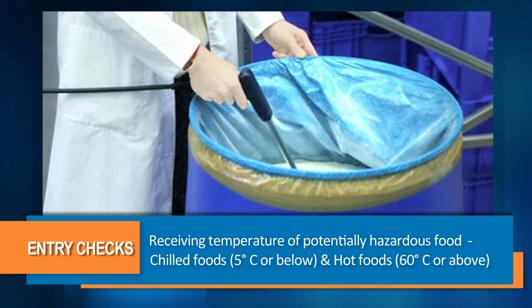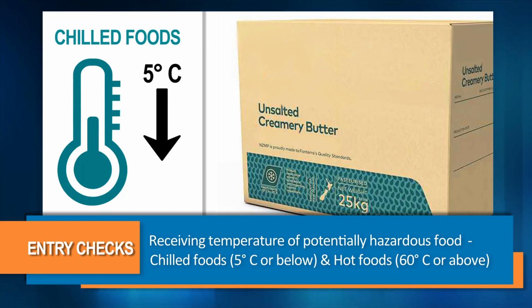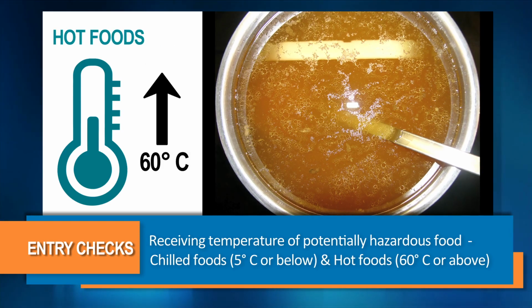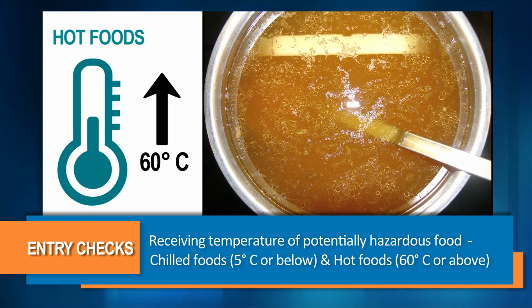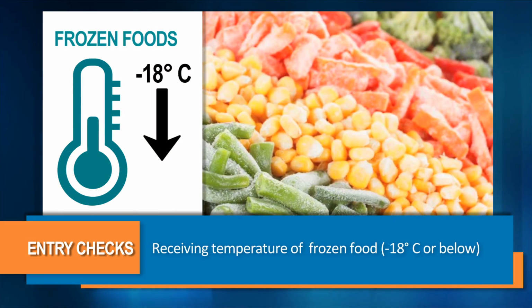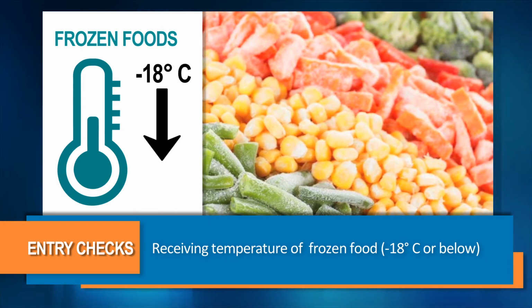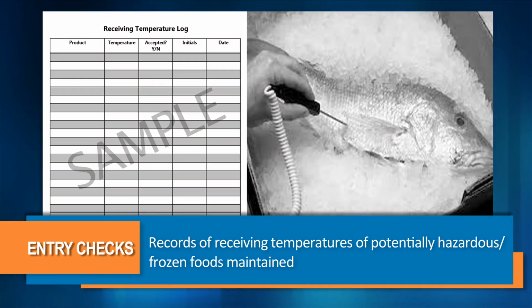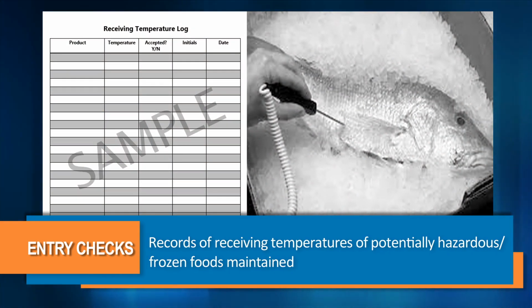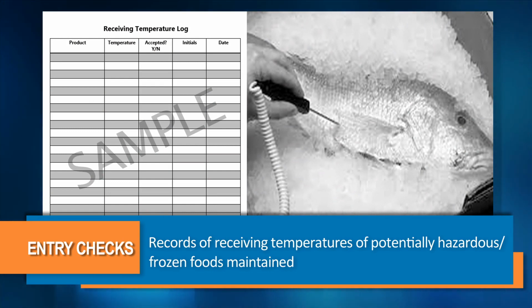Receiving temperature of potentially hazardous food must be 5 degrees centigrade or below for chilled foods and 60 degrees centigrade or above for hot foods. Receiving temperature of frozen food shall be minus 18 degrees centigrade or below. Records of the receiving temperatures of potentially hazardous and frozen foods must be maintained.